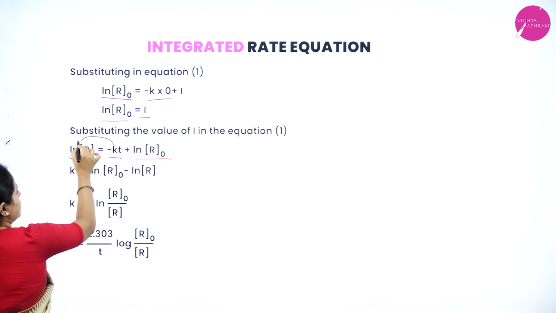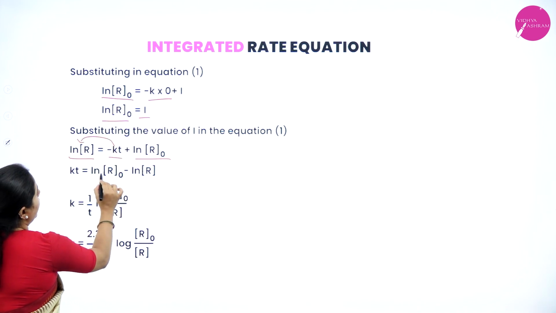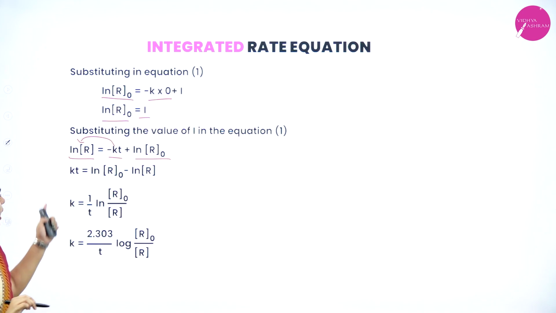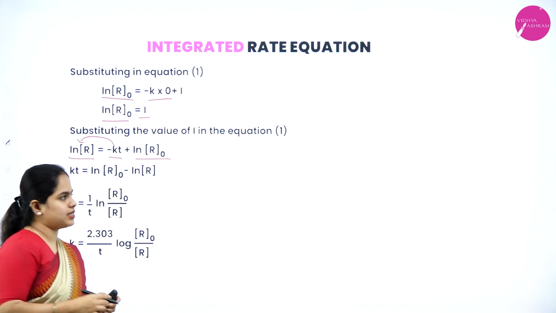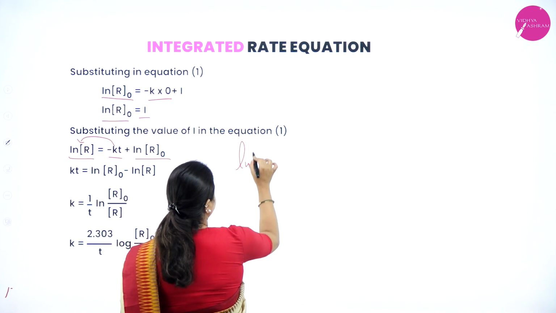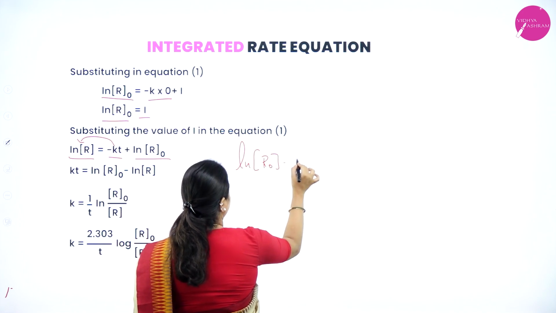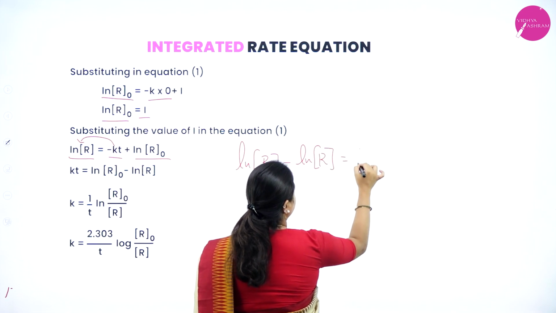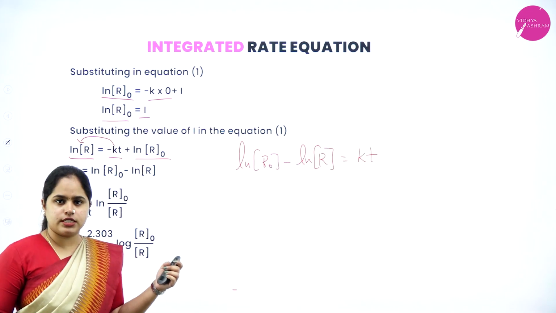This KT is taken here. So KT will be equal to ln R0 minus ln R. Just rearranging it: ln R0 minus ln R. So ln R0 minus ln R is equal to KT. So this is the equation.